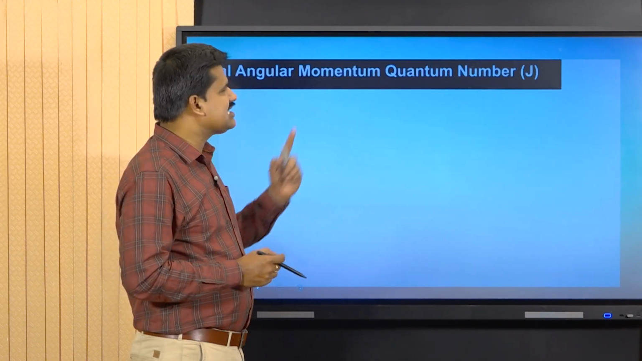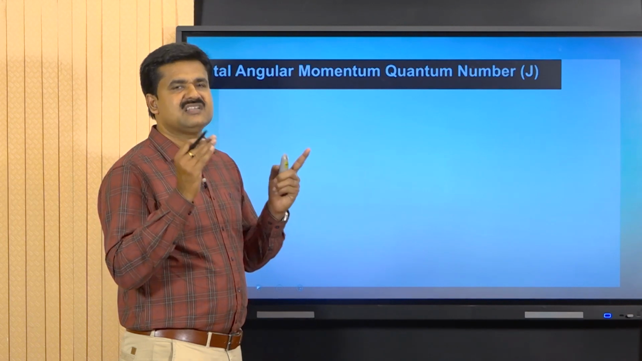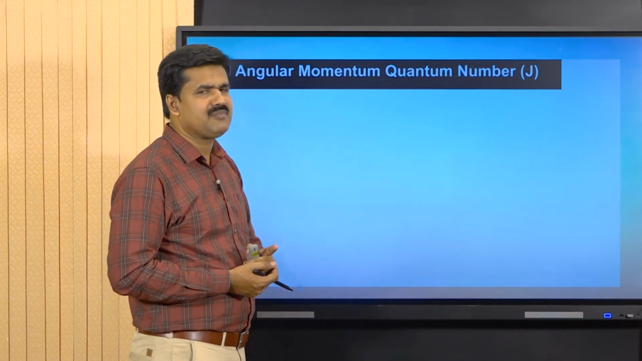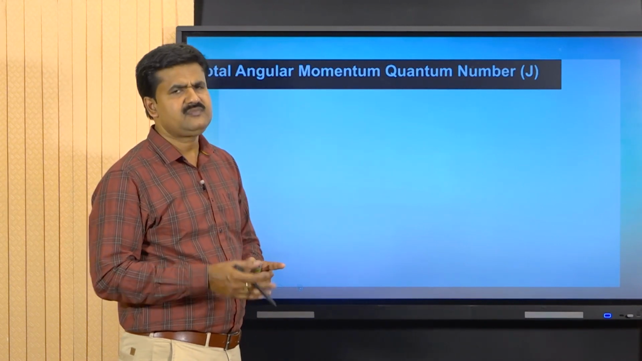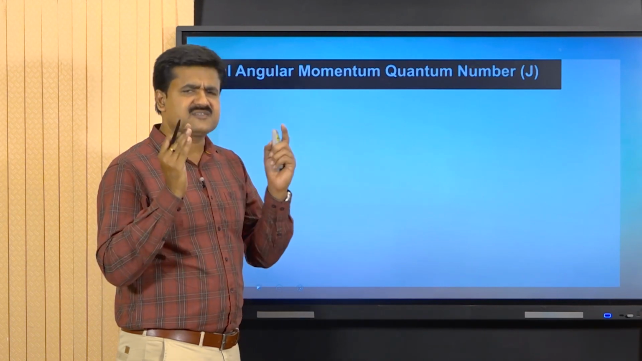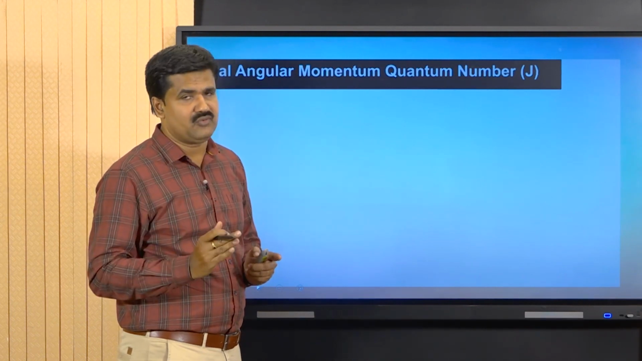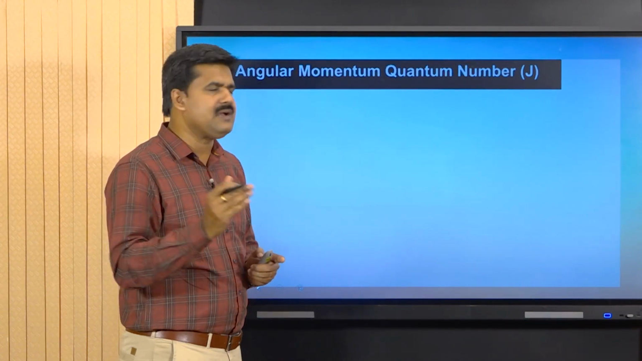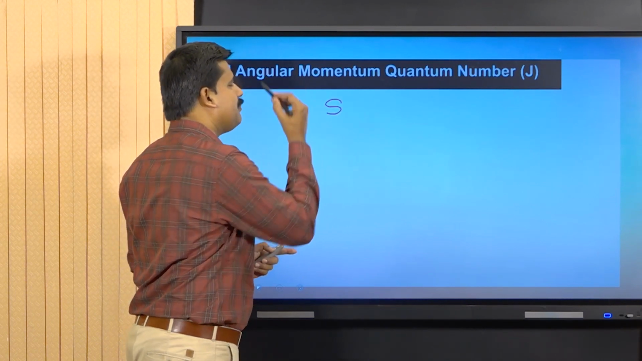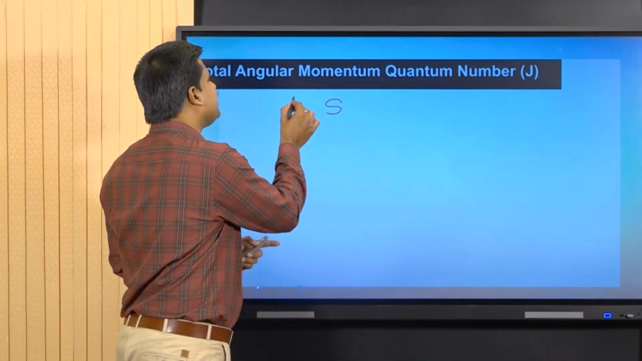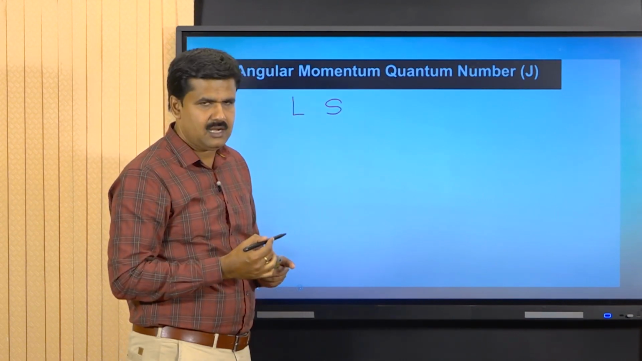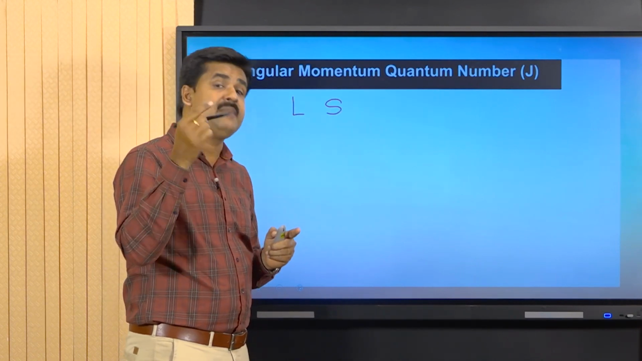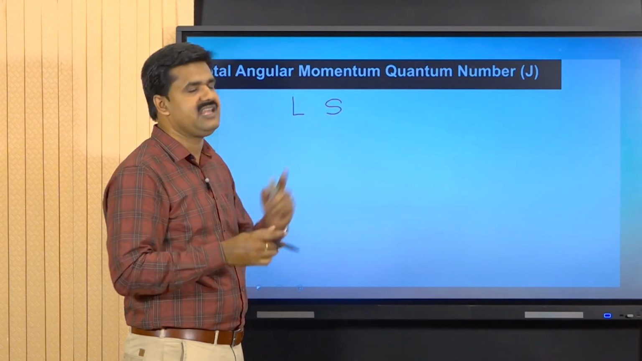Now, the last parameter that appears in the term symbol representation is the total angular momentum quantum number, denoted as J. The total angular momentum, as we know, is a vector sum of spin angular momentum and orbital angular momentum. Spin angular momentum is represented by the quantum number capital S. Orbital angular momentum is represented by the quantum number capital L. Therefore, the total angular momentum quantum number J can be represented as a vector sum of L and S.